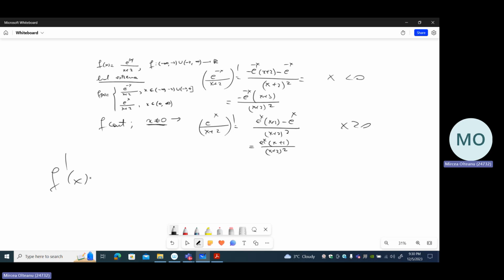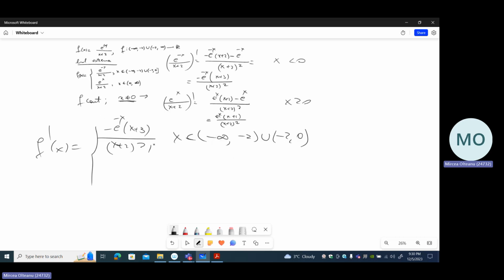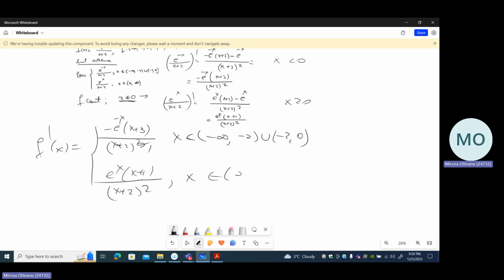So the derivative will be as follows. It is minus e to the power of minus x times x plus 3 over x plus 2 squared, if x belongs to minus infinity, minus 2 together with minus 2, 0. For the moment at 0 it's open because we don't know yet if the function has a derivative at 0. And below we have e to the power of x times x plus 1 over x plus 2 squared, if x belongs to 0, infinity.